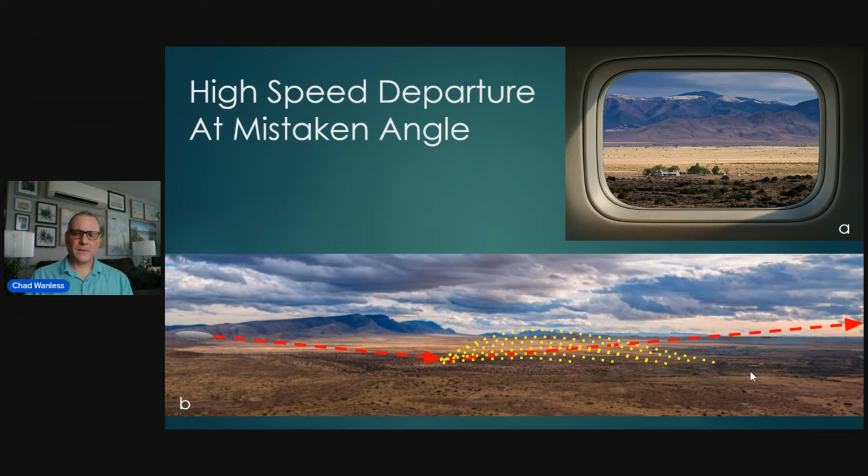This is a plausible, reasonable hypothesis why the Roswell crash happened. If they thought they were pointing up slightly and they accelerated at 3,000 miles per hour and struck the ground, they would leave that debris trail just as was described in the Roswell incident. And that is my presentation.